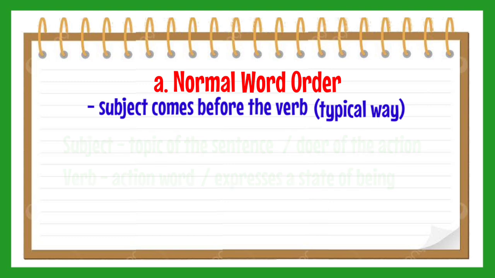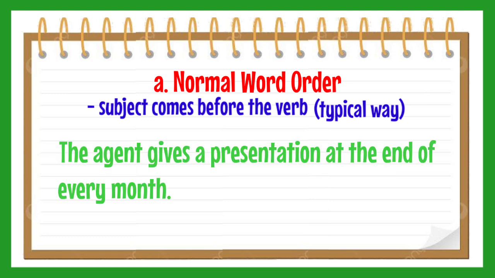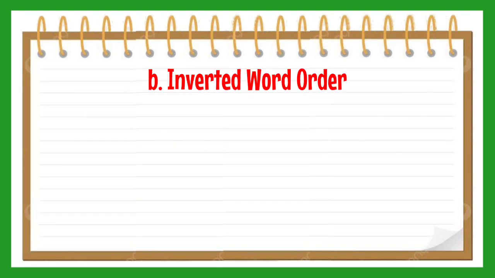Now take a look at this example. A stray cat ran down the street. This sentence is in the normal word order because, as you can see, the subject, which is cat, comes before the verb, which is ran. Clear? Another example. The agent gives a presentation at the end of every month. This is in the normal word order because the subject, which is agent, comes before the verb, which is gives. Is it clear?